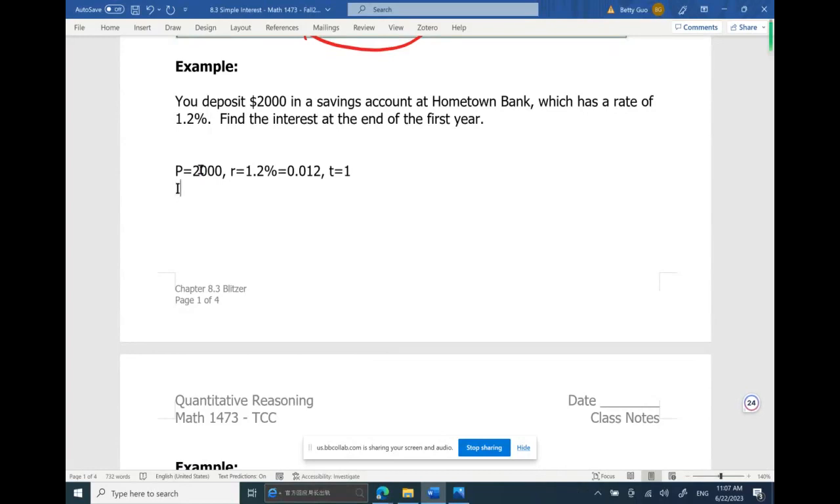Okay. So the interest I equals P times R times T. All we need to do is to plug in the values. We plug in 2,000 principal and we multiply by annual interest rate in the format of the decimal, 0.012, and then multiply by 1. And what do we have? You can use a calculator.